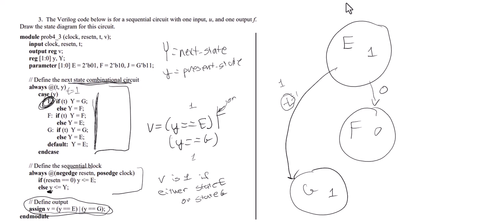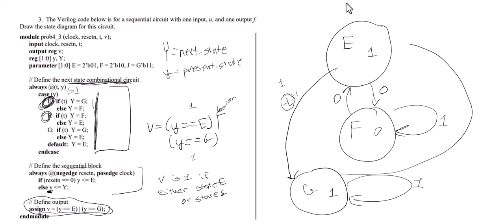Now if we're in state F and our input is 1, then our next state is F, so we go back to F. Else, that would mean our input is 0, and we go to E. If we're in state G and our input is 1, then our next state is G. And if we're in state G and our input is 0, then our next state is E.